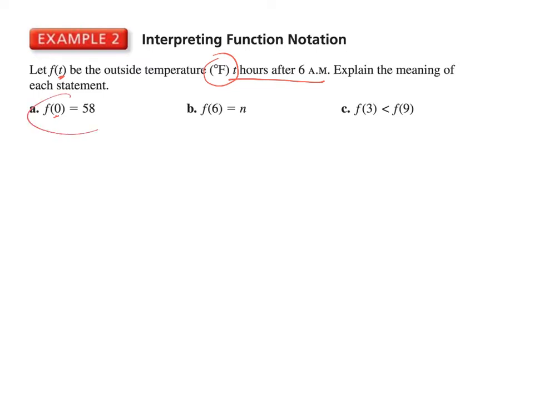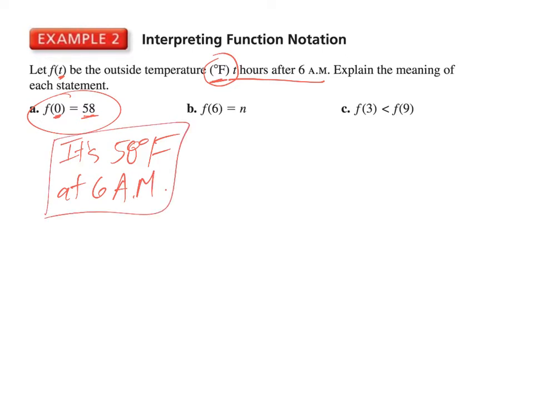So what does this mean here then? Well, this is the time after 6 a.m. and then this is the temperature in degrees Fahrenheit. So you could say it's 58 degrees Fahrenheit at 6 a.m. All right, that's your answer there.